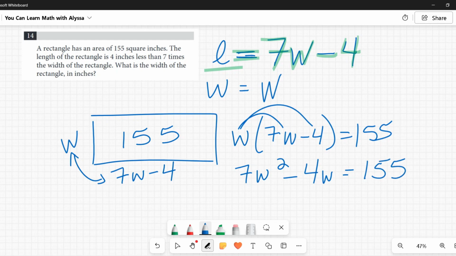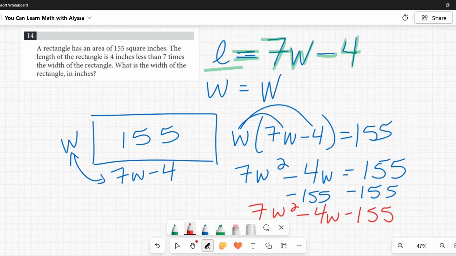Now if I want to solve this, I need to have this be equal to 0, so I'm going to subtract 155 from both sides. And that gives me 7W squared minus 4W minus 155 equals 0.